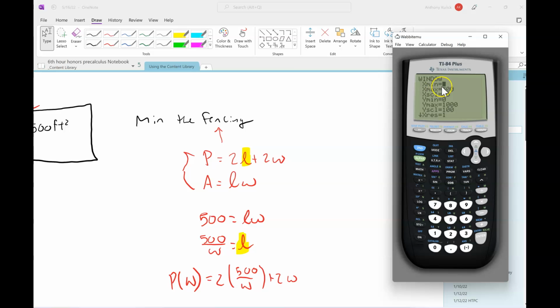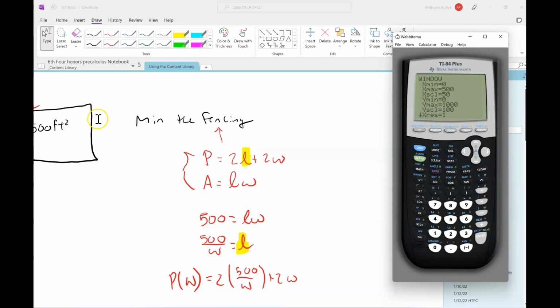So I'm going to set my x minimum at 0. I'll set my x max. I figure a 500 by 1 is not going to be the cheapest fencing. Everybody agree with that? But it's plausible. So maybe I'll go 0 to 500.